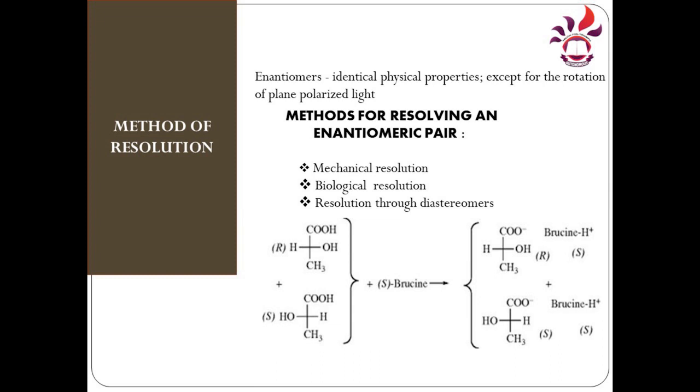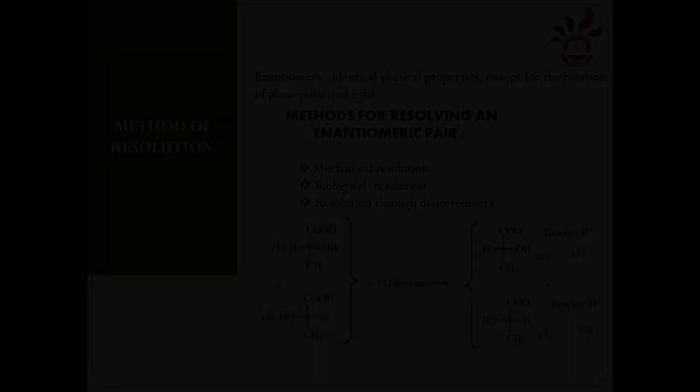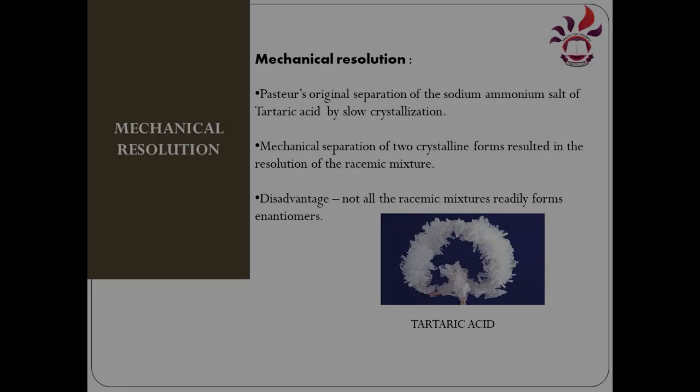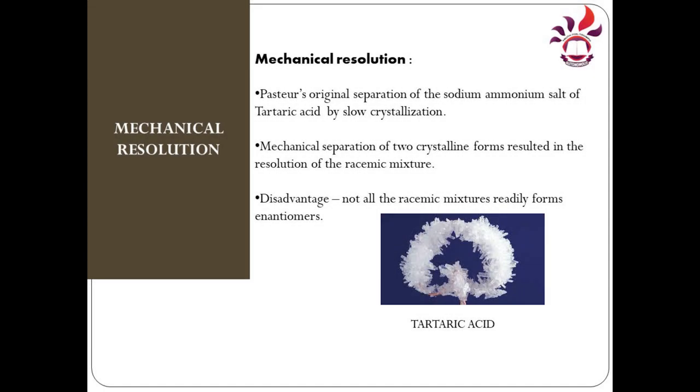The methods of resolution of an enantiomeric pair. The first is mechanical resolution, the second is biological resolution, and the third is resolution through diastereomers. The first one, mechanical resolution: Pasteur's original separation of the sodium ammonium salt of tartaric acid is known as mechanical resolution, and is mainly of historical interest.